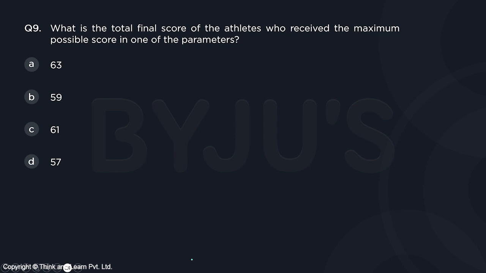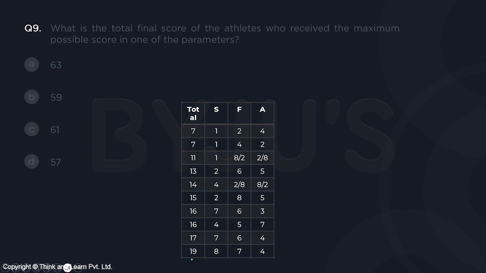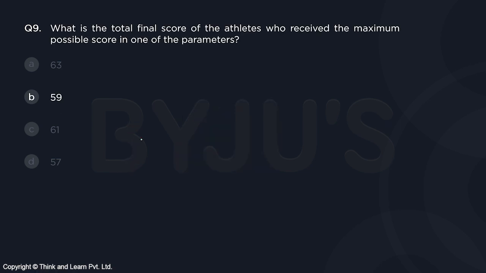What is the total final score of the athletes who received the maximum possible score in one of the parameters? People who got the maximum possible score in one of the parameters got scores of 15, 19, 11 and 14 in any order. So ultimately they are 11, 14, 15, and 19, and they all added will give you a total of 59. So 59 is the right answer here.